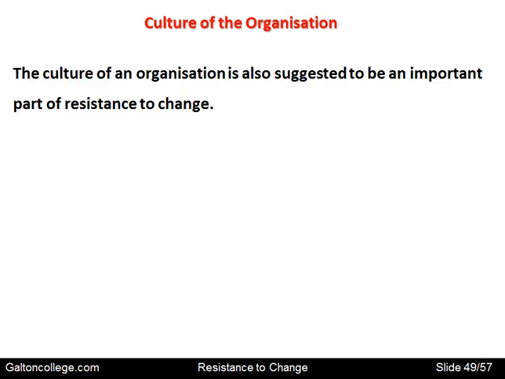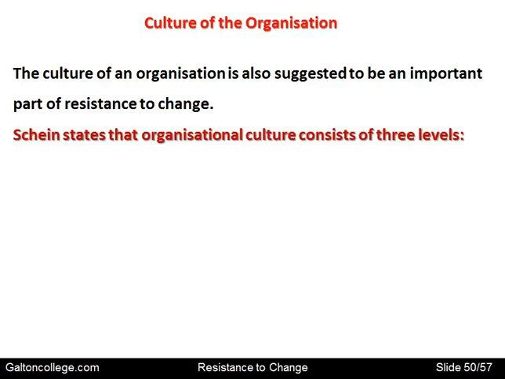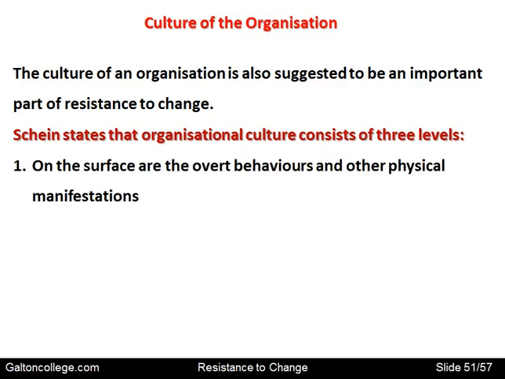Now, the culture of the organization. Well, the culture of the organization is also suggested to be an important part in the resistance to change. Sheen states that organizational culture consists of 3 levels. So there are 3 parts to organizational culture. On the surface, there are overt behaviors and other physical manifestations. So one level of looking at the culture of an organization, and particularly the culture in terms of the resistance to changes, there's a superficial level, a level which is pretty obvious. It's overt behaviors. It's what people do.